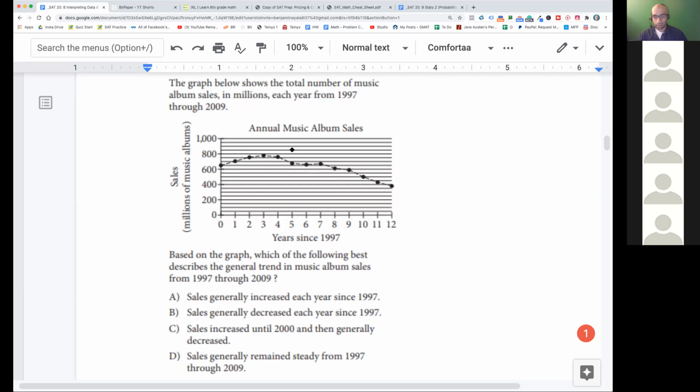No, it's increased and then decreased, right? So this is wrong. A and B are wrong. Now the sales increased until 2000. So that's 98, 99, 2000, right? The third year. So 98, 99, 2000. That's exactly what happened. It increased and then it gradually decreased, right? So that's why C is your answer.